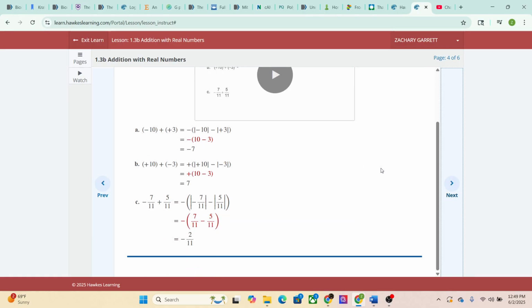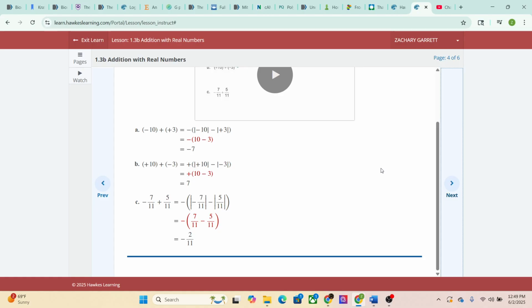Addition with unlike signs. Here we have negative 10 plus 3 equals negative (10 minus 3) equals negative 7. 10 plus negative 3 equals 10 minus 3 equals 7.